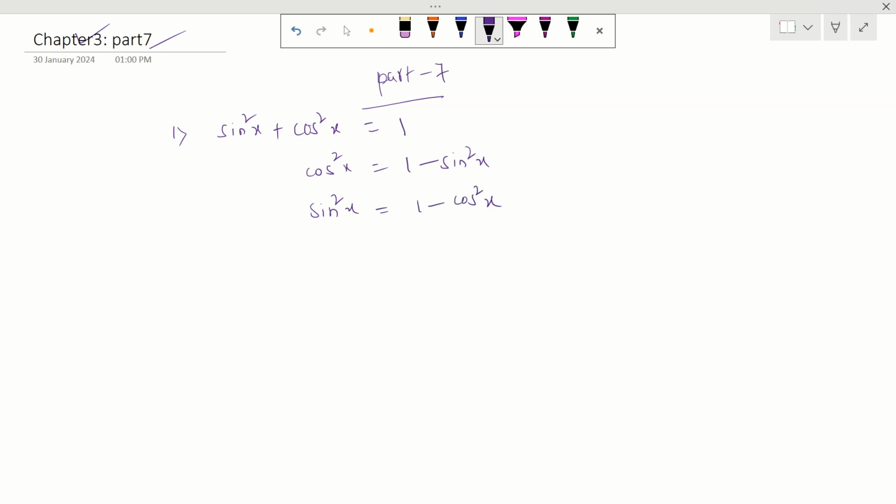Is it right? The second formula we discussed is 1 plus tan square x is equal to secant square of x. Now the third formula is 1 plus cot square of x is equal to cosecant square of x.